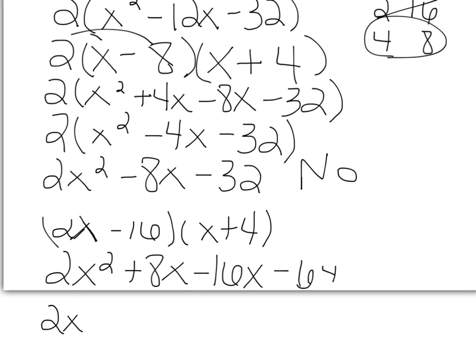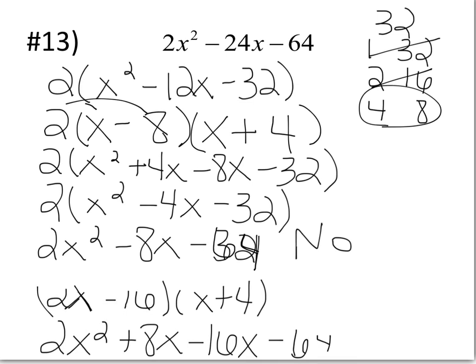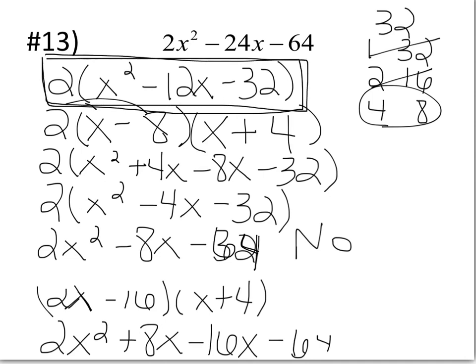So you've got 2x squared minus 8x minus 64. Oh, and I'm sorry, this should be 64 right here if I distribute the 2, but it still doesn't work. So this also doesn't work. So what that means is that when you go back up here, all you can do with this problem is factor out a 2. And that is as factorable as this gets, because this trinomial right here is not any more factorable.